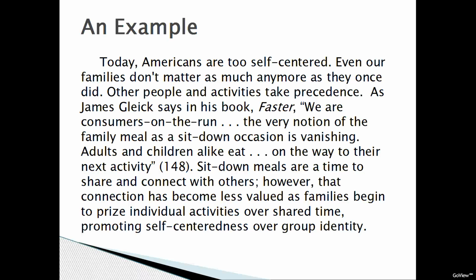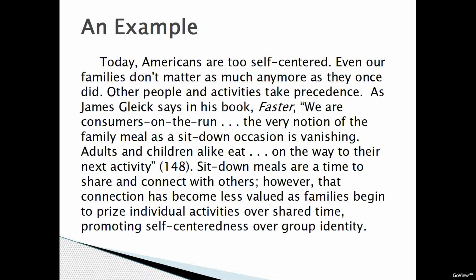And then this author incorporates information from an outside source in order to support this topic sentence. As James Gleick says in his book, Faster, we are consumers on the run. The very notion of the family meal as a sit-down occasion is vanishing. Adults and children alike eat on the way to their next activity. You'll see that this quotation is very short and to the point. It supports the topic sentence here because it is showing that family doesn't matter as much as it once did.